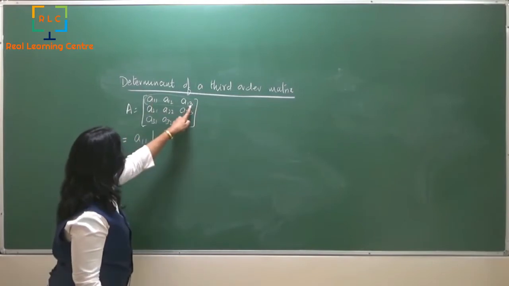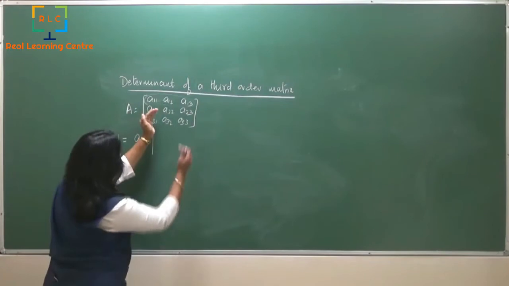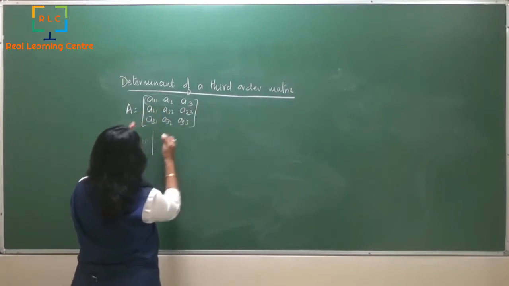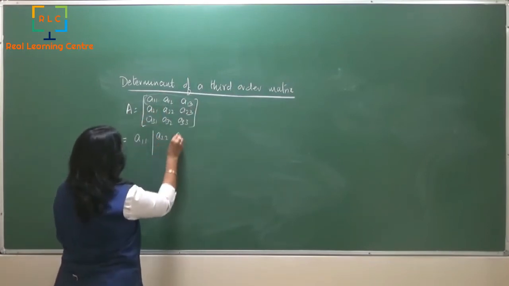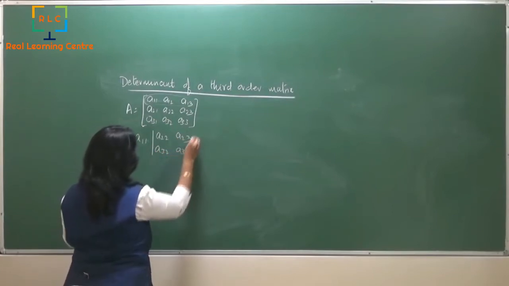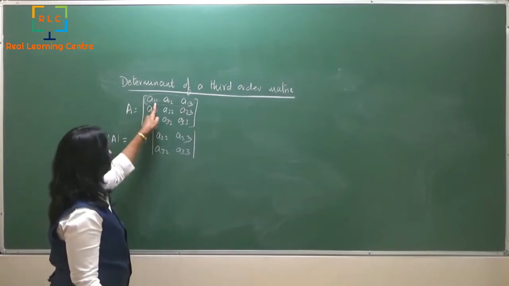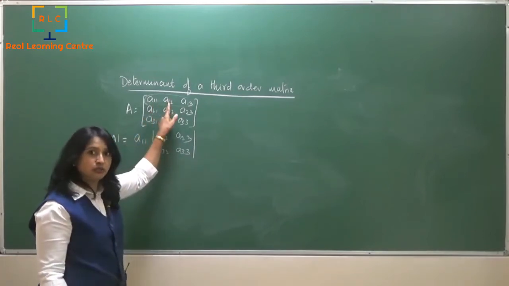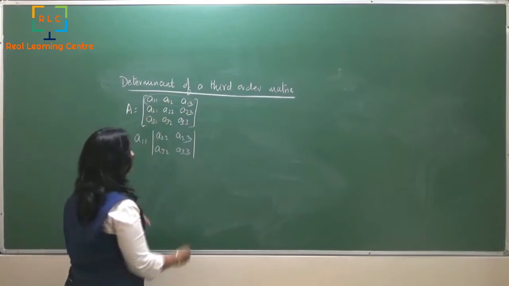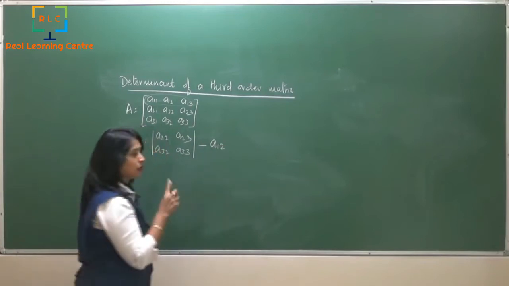A11 is in first row and first column. So delete first row and first column. You are left with this determinant, which is the determinant of A22, A23, A32, A33. And continuing this procedure in the same manner, I use the first element of the first row. Next I shall use the second element, but the second element I shall take as minus A12. I shall take it with the opposite sign.